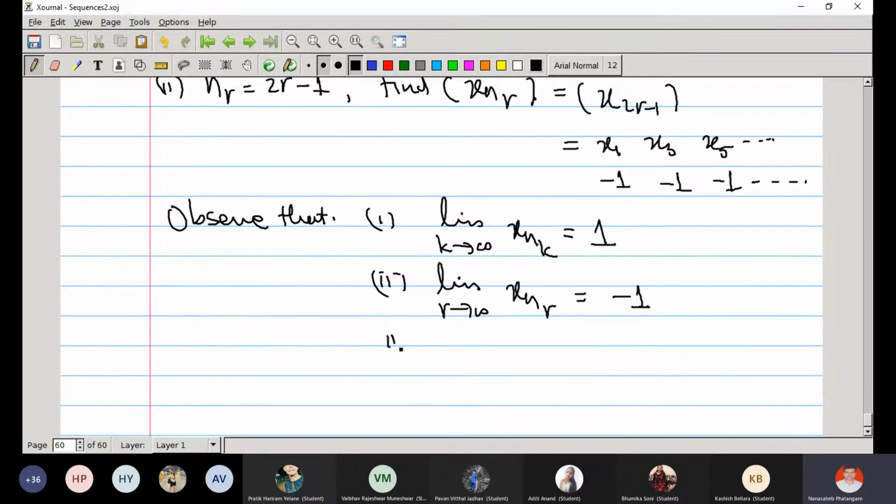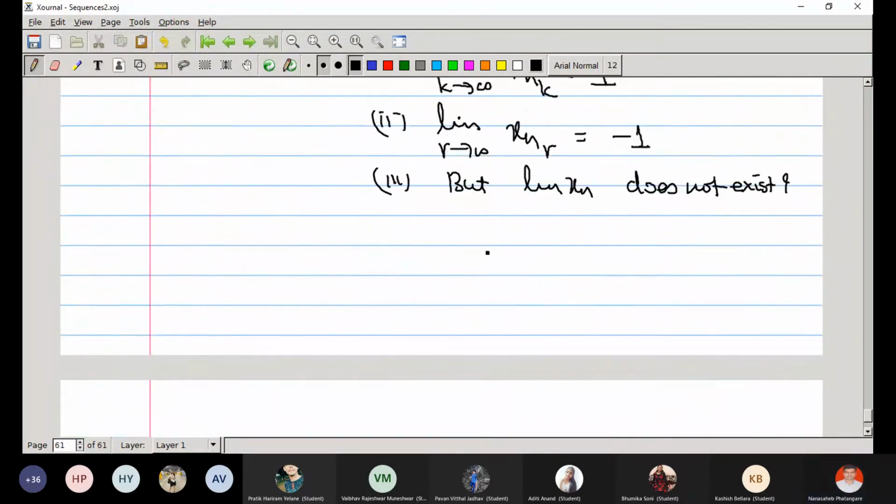So both subsequences converge. But the limit of xn does not exist. Is it clear? The limit of xn does not exist, though the subsequences converge. So this is what is happening in this case.